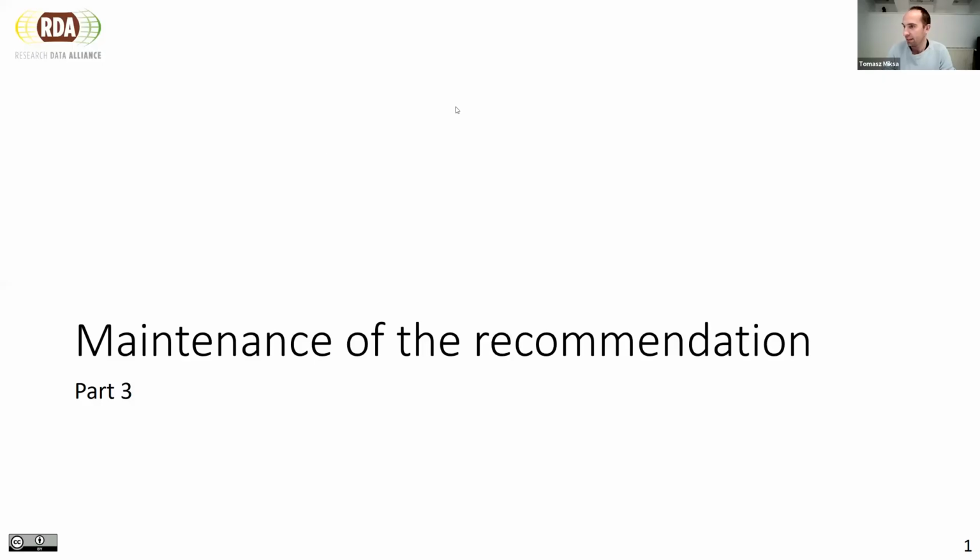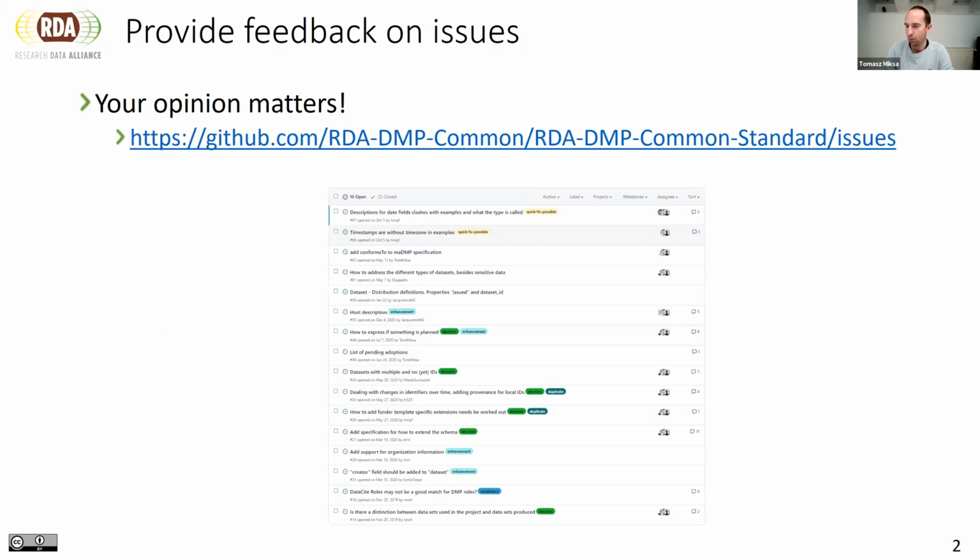So since we have 10 minutes left, I will quickly rush through this part, basically the maintenance of the recommendation. I just want to let you know that the way we communicate always is using the GitHub issues. So if there is anything when you're implementing the standard that doesn't work or makes no sense or needs improvement, let us know. And also please comment on existing issues because your opinion matters. We, meaning the chairs of the working group, cannot make arbitrary decisions about whether something makes it into the standard or not without feedback from you. This is really, really crucial.